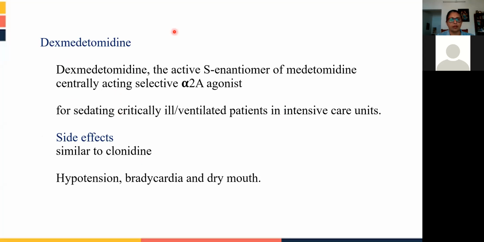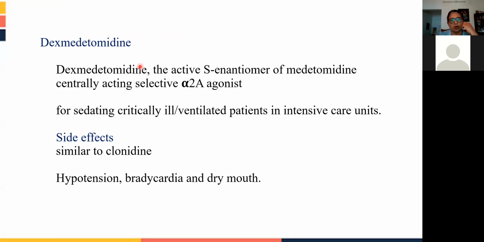Remifentanil. Then another drug is dexmedetomidine. When you were learning antihypertensives, you have already seen clonidine. Clonidine is a centrally acting sympatholytic drug. It was acting by alpha-2 agonistic action.